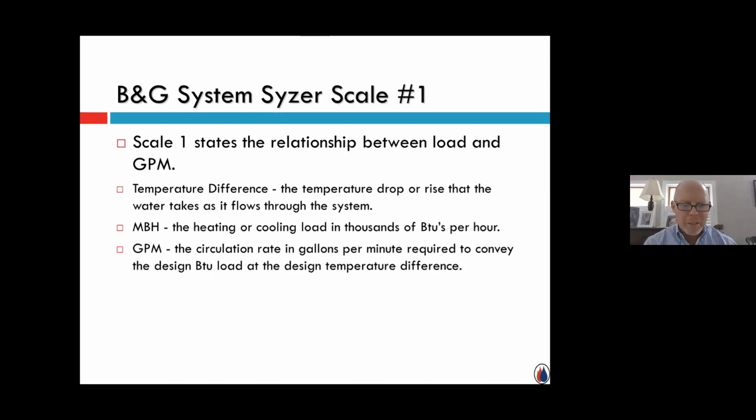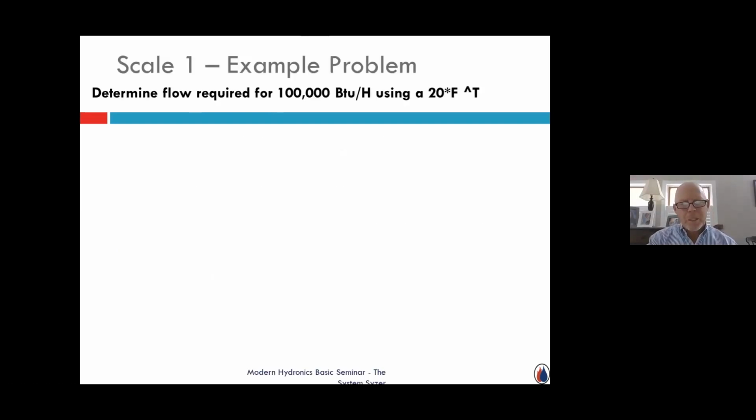MBH, we talked about it, is thousands of BTUs, and GPM is the circulation rate in gallons per minute required to convey the design BTU load at that design temperature difference. So let's work through a couple of quick examples.